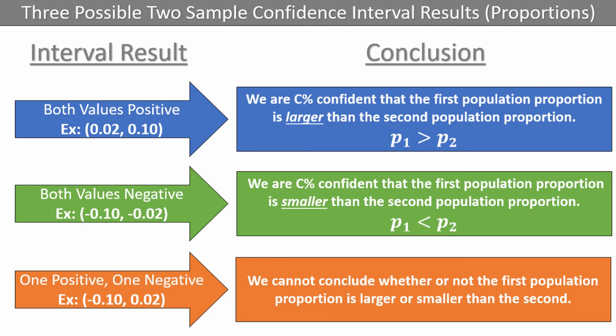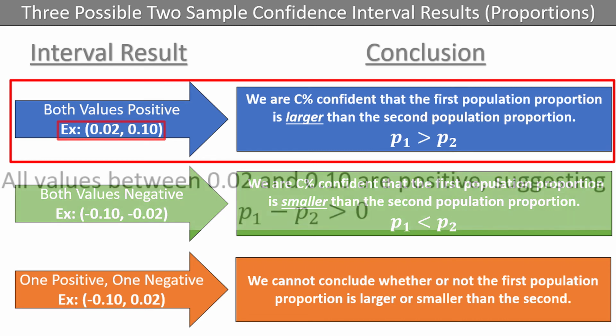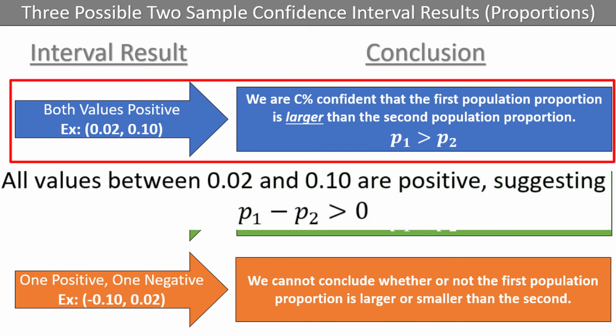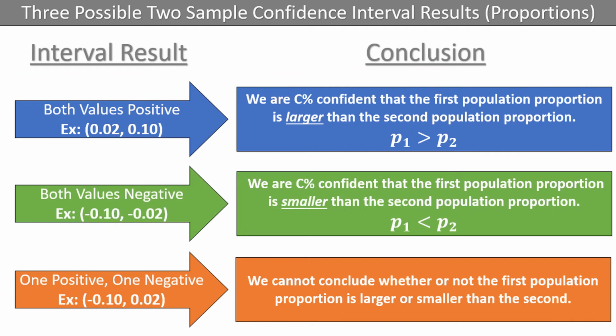Stopping to think about these rules, they should make logical sense. Take the first example. If the difference in sample proportions produces a confidence interval with two positive numbers, such as between 0.02 and 0.1, every single value in that interval is positive, suggesting p1 minus p2 is greater than 0 in all cases. The only way for p1 minus p2 to be positive is if p1 is greater than p2. Thus, the conclusion holds. The same kind of logic can be applied to the other two rules.